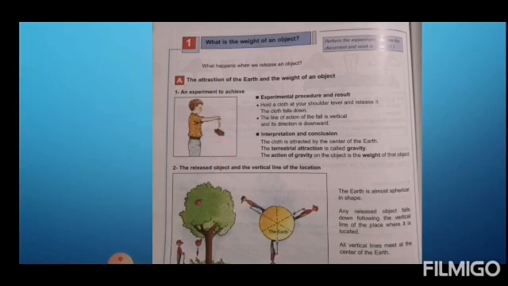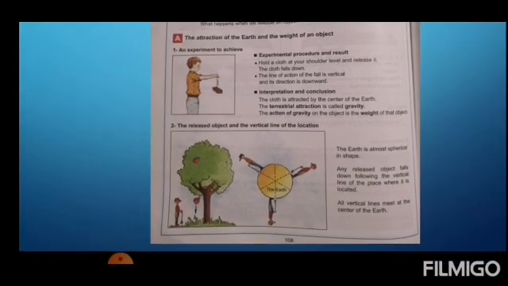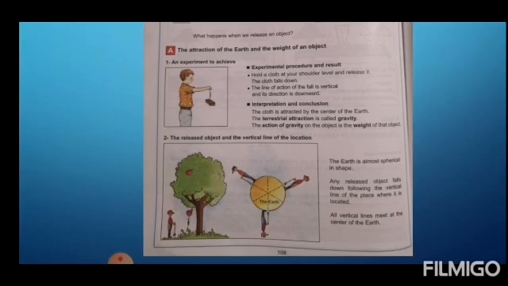Why does the pen, or any object, fall down when we release it? Because it is attracted by the center of the earth. This attraction is called gravity, أو نقصد فيها الجاذبية. The action of gravity on the object is the weight of that object. So any released object falls down following the vertical line of the place where it is located.